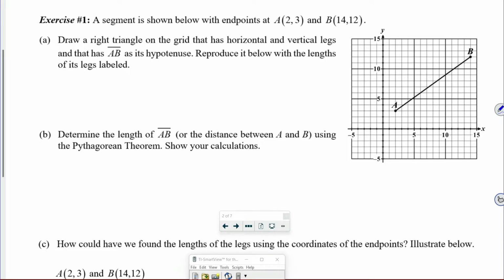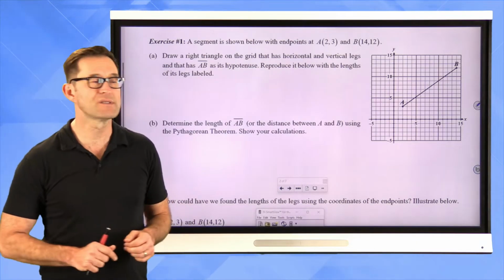A segment is shown below with endpoints at A (2, 3) and B (14, 12). Letter A. Draw a right triangle on the grid that has horizontal and vertical legs and that has AB as its hypotenuse. Reproduce it below with the lengths of its legs labeled. All right, let's do this together.